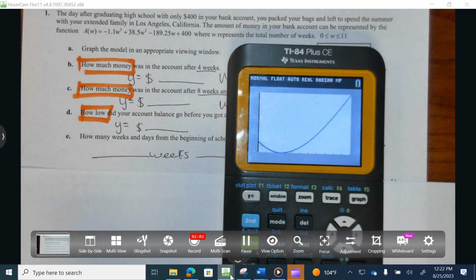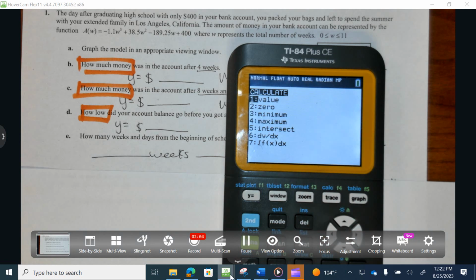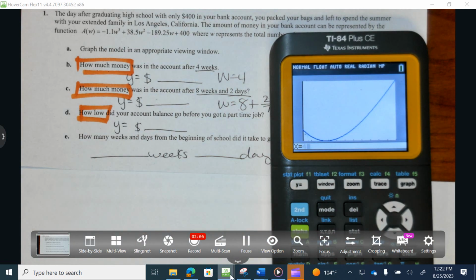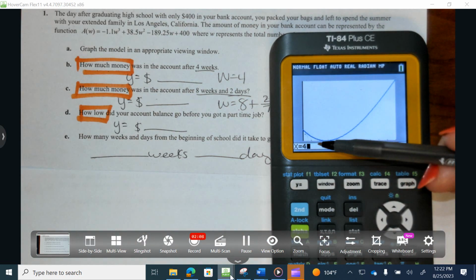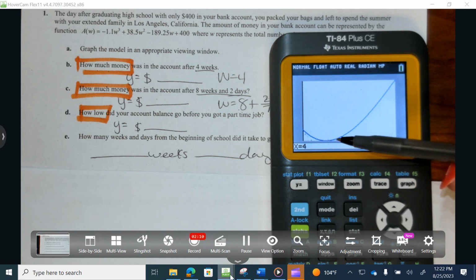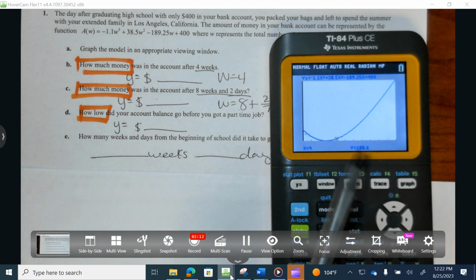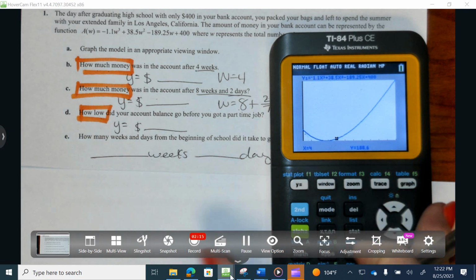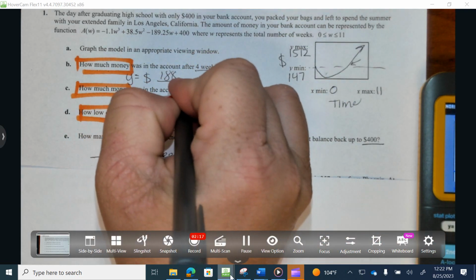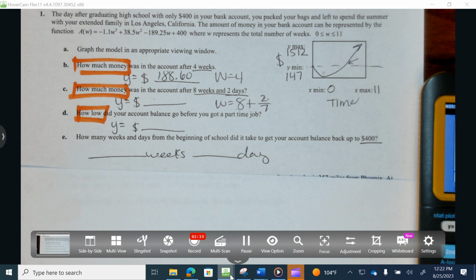Let's get started. So this is what we have. I'm going second trace value and typing in 4. So we can see this is at the end of week 1, week 2, week 3, week 4. Right there is where we're going to be able to check. Right there, we have $188.60. We're not rounding to the nearest dollar. Again, rounding to the nearest hundredth, which includes cents.